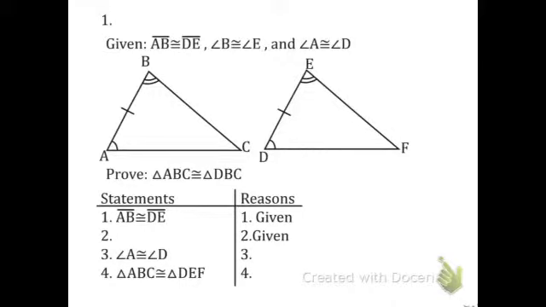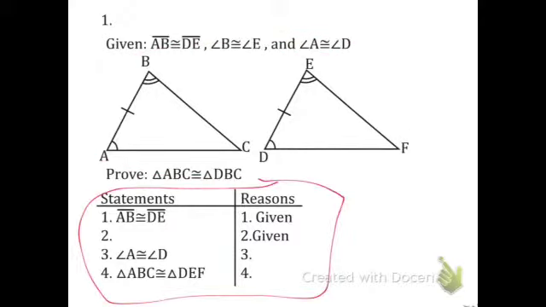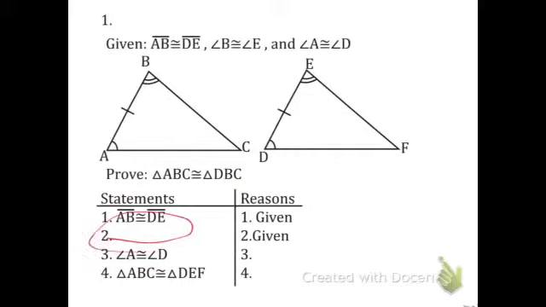Alright, time for the solutions on the proofs involving the triangle congruencies. We're just basically filling in this little chart here with the statements and the reason why that statement's true. Okay, so here's number one. We are given quite a bit of information, those 3 bits there, and so we're going to put those first 3 there as our first 3 statements.